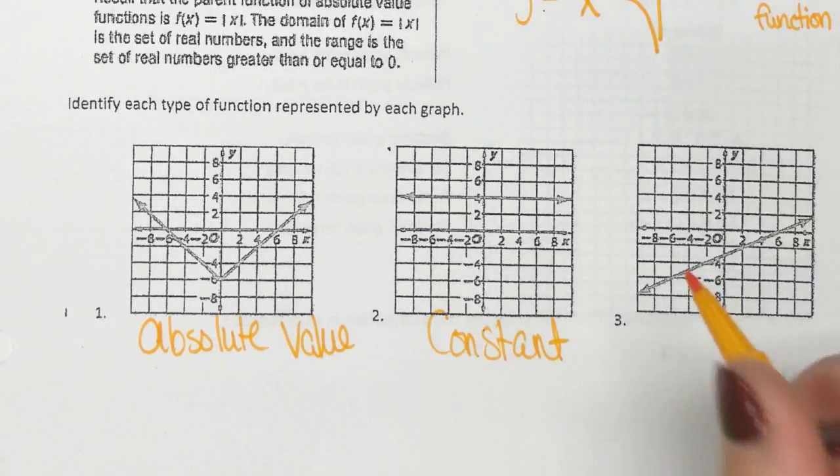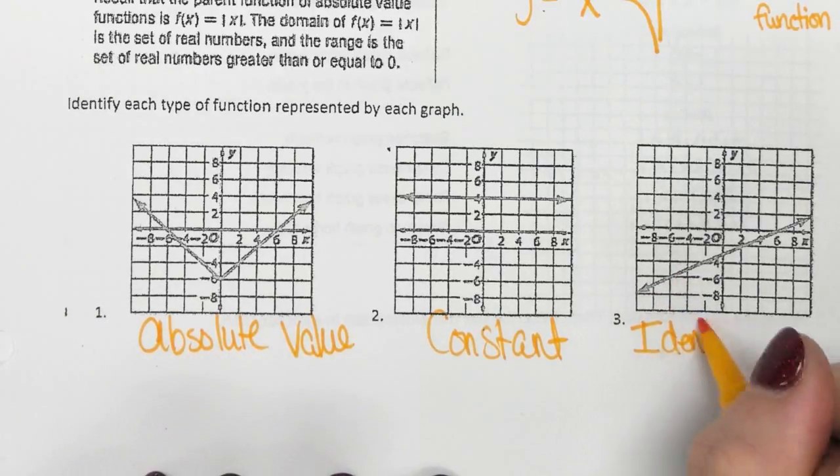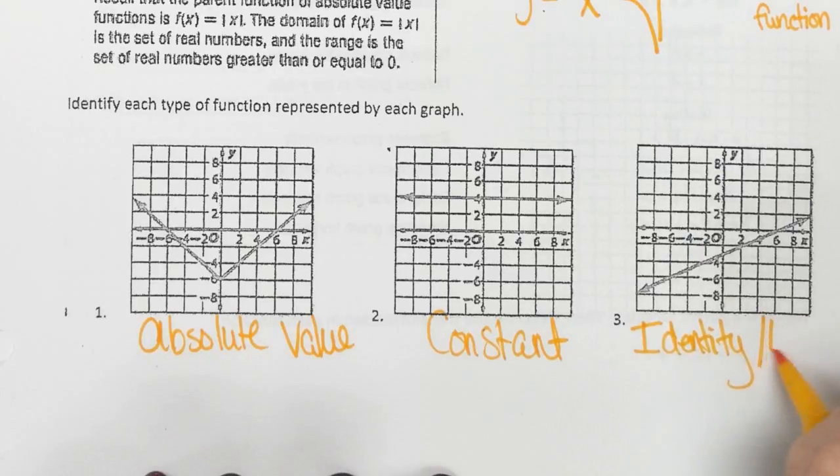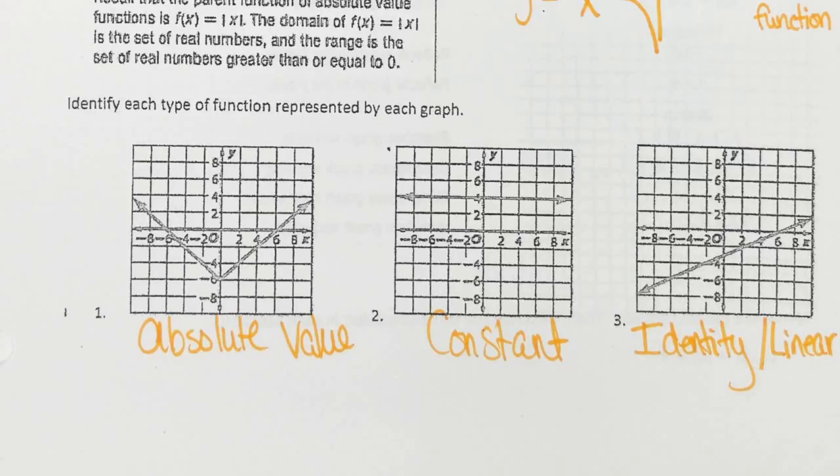And the last one, well, I want you to know both of them. Identity / linear. Very good. Make sure you know both of them, because sometimes they'll use the word identity. Sometimes they'll use the word linear. Okay? Y'all good to go? Alright, let's move to our next learning target.